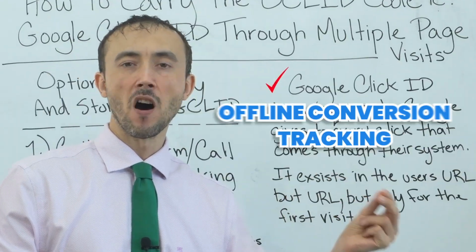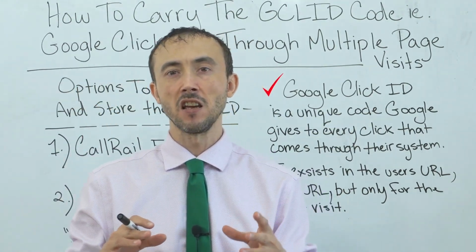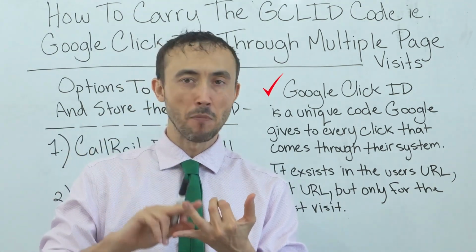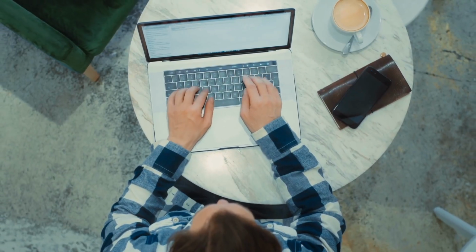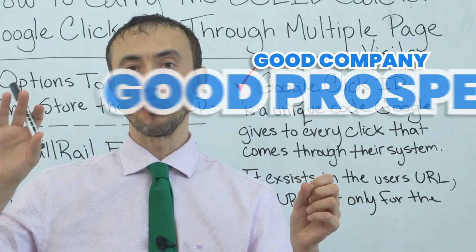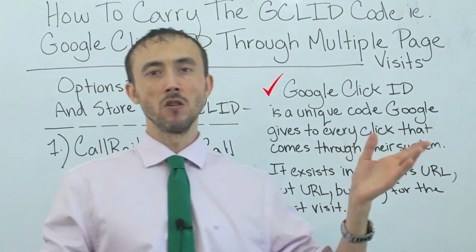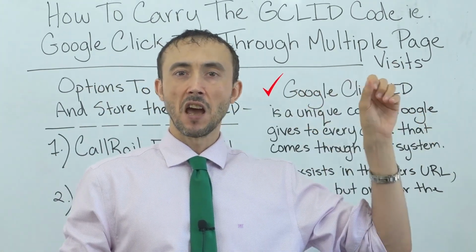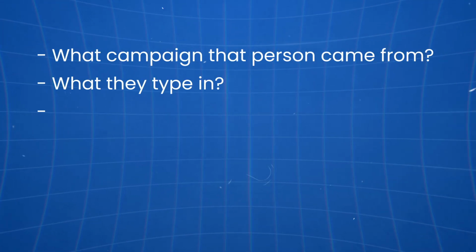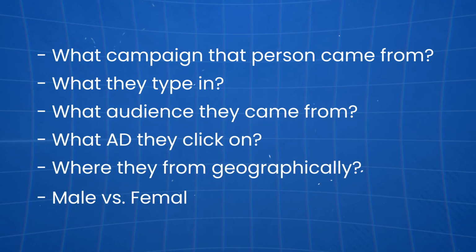If you know about offline conversion tracking, that is, if you want to track something that happens after the ad click that doesn't necessarily happen on your website, such as they were a qualified lead, they bought, whatever, and you want to tell Google about that information later on, that this particular person has shown that they are a good prospect, as long as you have this so-called Google Click ID, you can give it back to Google and Google says, hey, I know who that person is. And then they can tell you what campaign that particular person came from, what they typed in, what audience they came from, what ad they clicked on, where they're from geographically, male versus female, on and on and on.